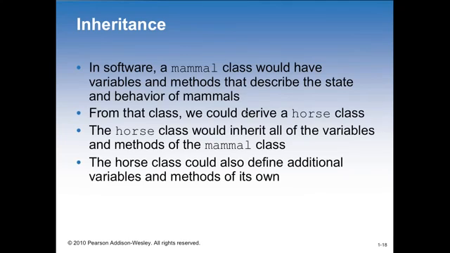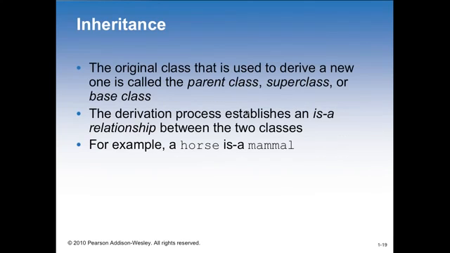So, in software, a mammal class would have variables and methods that describe the state and the behaviors of the mammals. And from that class, we can derive a horse class, as an example. A horse class would inherit all the variables of a mammal class, but then they would add a tail and strong legs and other characteristics. It could also define additional variables of its own that make it unique to a horse. The original class that's used to derive a new one is called the parent class. Then we have the superclass or the base class. This one below it. A little review of object orientation for you guys.